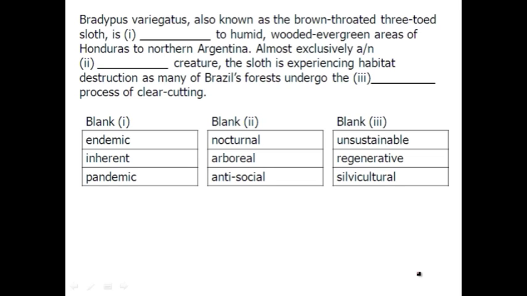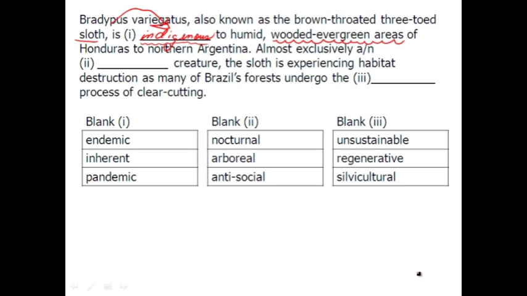Okay, so there is a lot going on here, like many a three blank text completion. In this case, we want to start off with the first blank, and we know the sloth is blank to these certain regions. So we want a word like indigenous. And the reason we know that's the word is the sloth is found in these particular areas. Its home tends to be these wooded, evergreen areas.